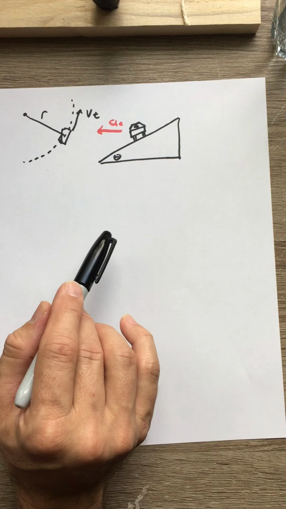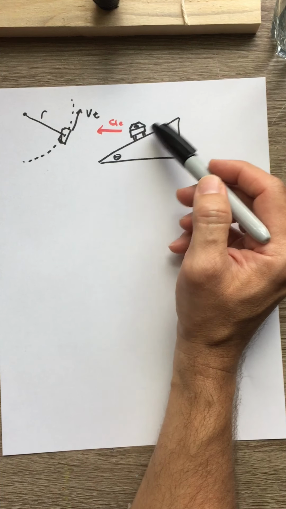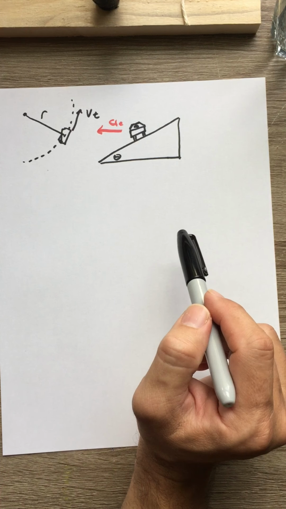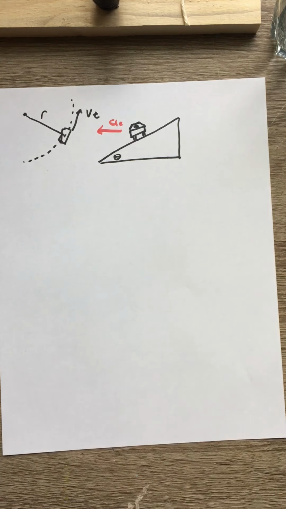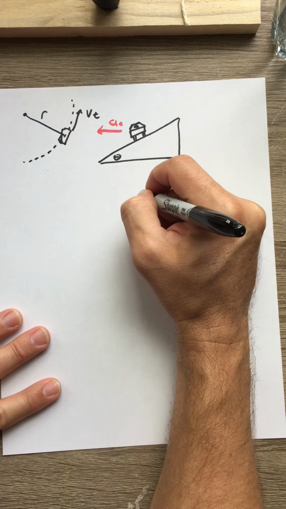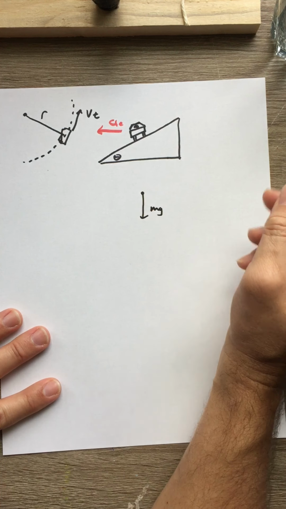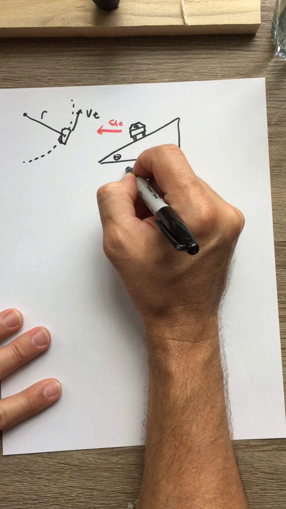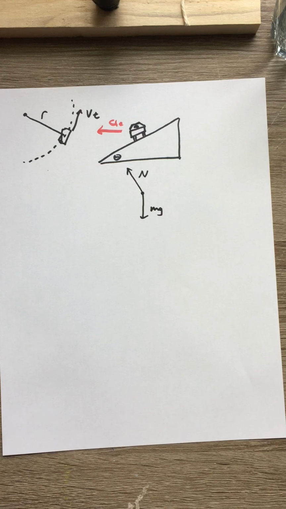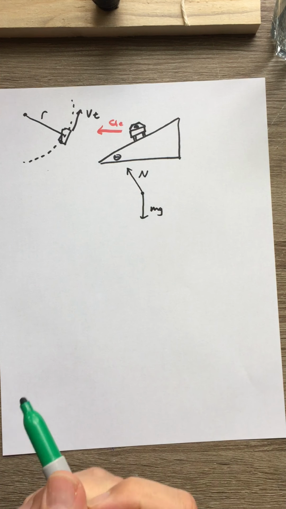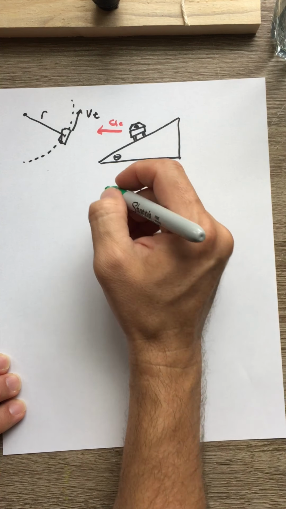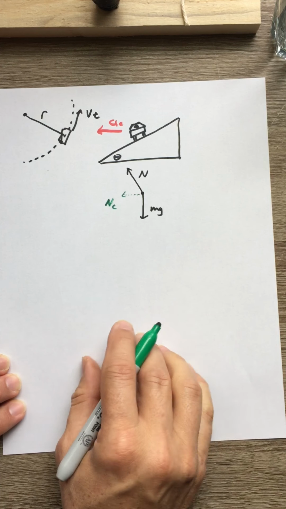For this particular example, we're going to ignore friction. That is, we're going to assume the car is not sliding up or down the ramp. And we'll talk about that at the end of the video, why we can make that assumption and under what conditions that's valid. But the first step is going to be to draw a free body diagram. Of course, I've got gravity coming down, and I've got the normal force like this. And it looks like I'm going to need to resolve my normal force into a centripetal component. Right there. So this is going to be my normal N sub C.